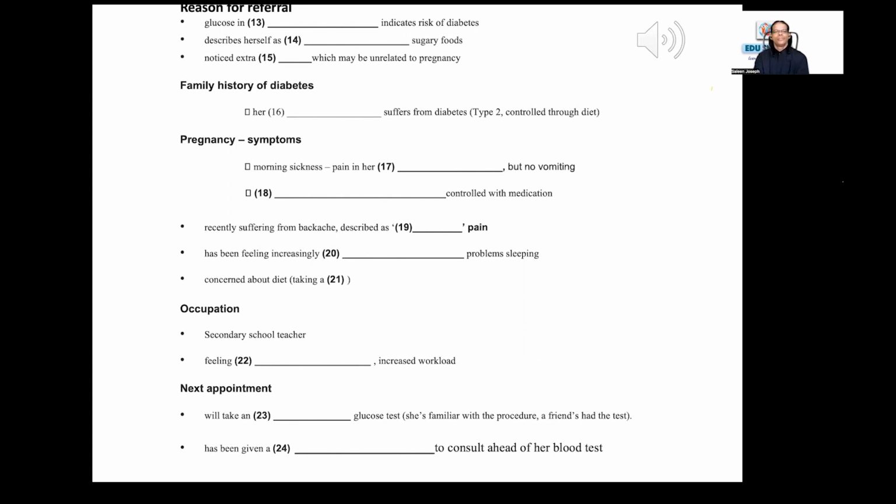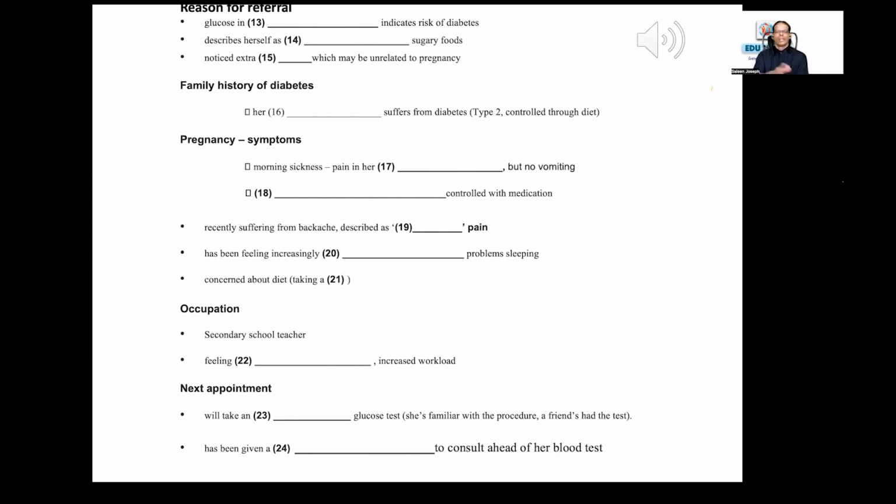Normally, what is extra? Weight. Yeah, normally it will be weight, right? You cannot have extra length of a foot or hand or something of that sort. So normally, obesity, the weight is the thing we call extra or too much. Family history of diabetes: her dash suffers from diabetes. Definitely a person, right? Her father, mother, sister, brother, or somebody.